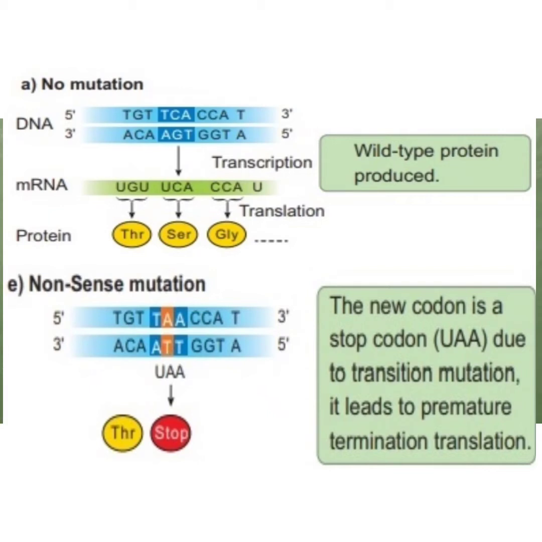TGT, TAA, CCA and T is formed in the 5' 3' strand, and in the 3' strand you can see ACA, ATT, GGT and A. And the messenger RNA formed codes UAA, resulting in the stoppage of polypeptide chain synthesis. So after threonine, the polypeptide chain stops. So the new codon is a stop codon. Due to the transition mutation, it leads to premature termination of translation.